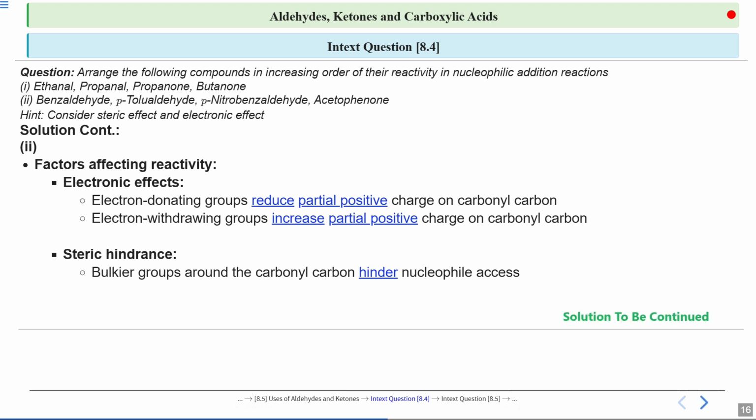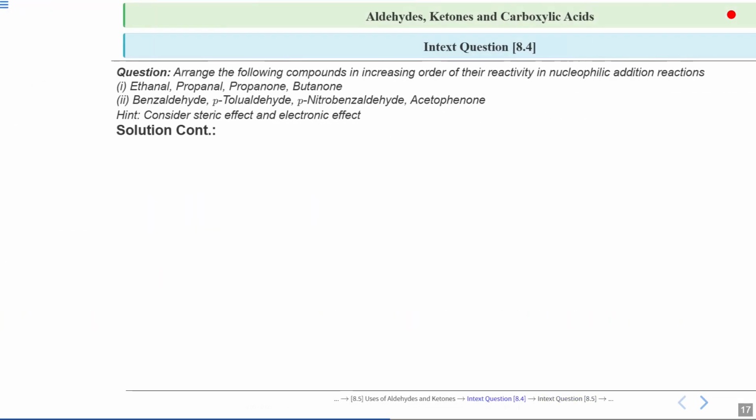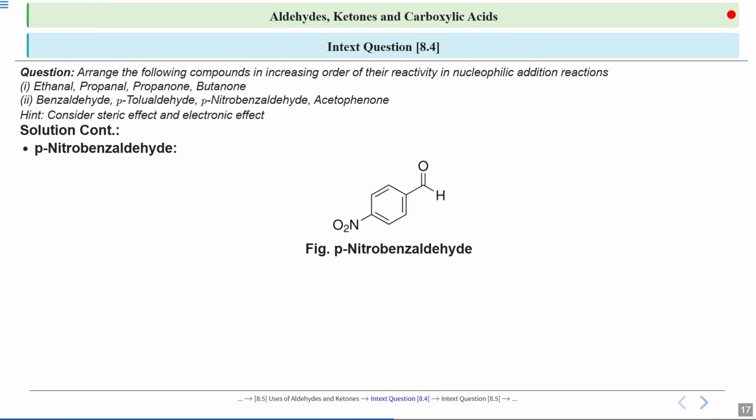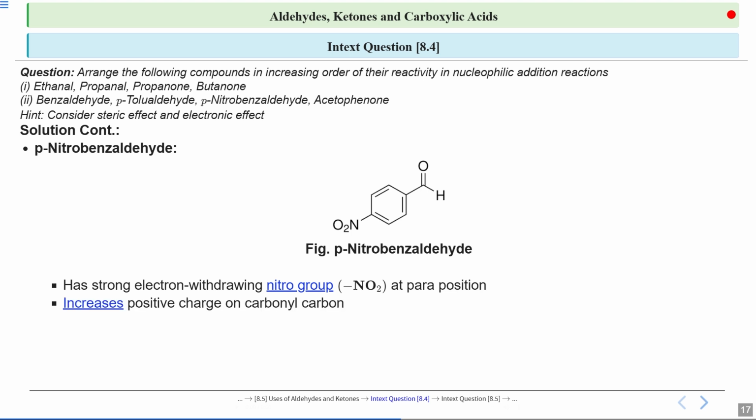Further, we will see the example of para-nitrobenzaldehyde. In para-nitrobenzaldehyde, you have a nitro group. It is a substituted aromatic aldehyde. Now, what is the nature of this nitro group? This nitro group is a strong electron withdrawing group, attached at the para position. Because of the presence of this nitro group, it increases the positive charge on the carbonyl carbon of para-nitrobenzaldehyde.